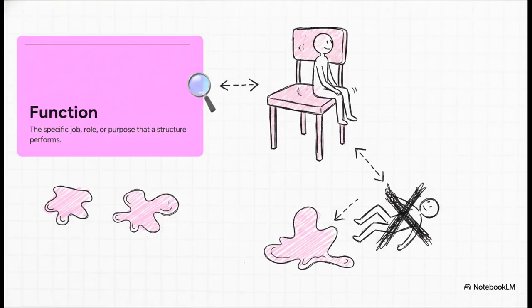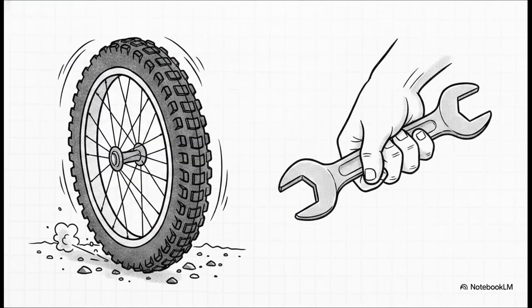Next is function. Function is the specific job, role, or purpose that a structure performs. Linking it right back to our example, the function of that chair is to provide a place to sit. The flat seat and sturdy legs, the structure, make the sitting, the function, possible. I mean, think about it. If the structure was suddenly made of jelly, the function of sitting would completely fail, right?